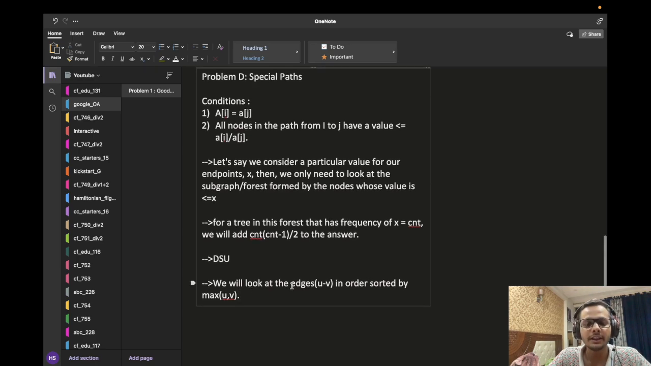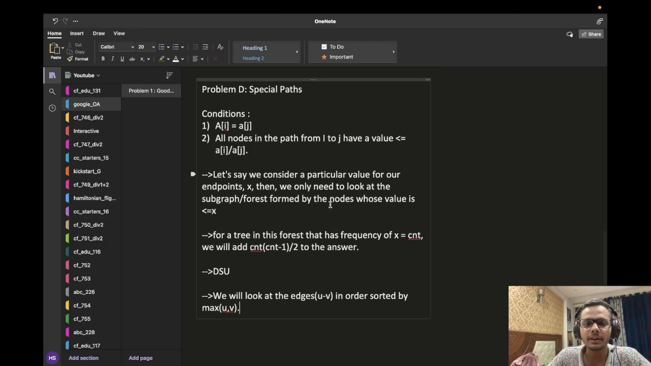Now we will look at all the edges in the order sorted by u to v, and for a value x, we will only look at the prefix of these edges, and then when we increment the value of x, we will add some more edges, and we will keep adding some more edges until we have taken into account all the edges, right?